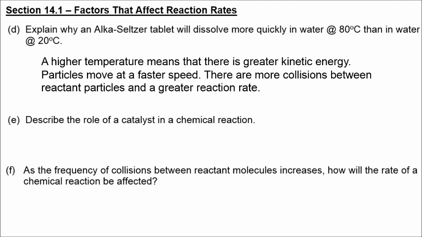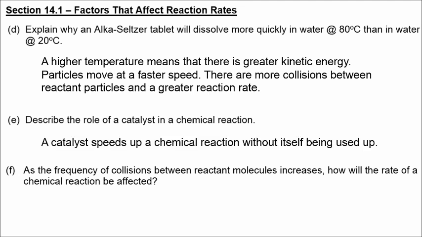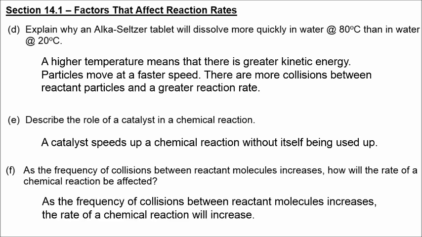Describe the role of a catalyst in a chemical reaction. A catalyst speeds up a chemical reaction without itself being used up. As the frequency of collisions between reactant molecules increases, the rate of a chemical reaction will increase.